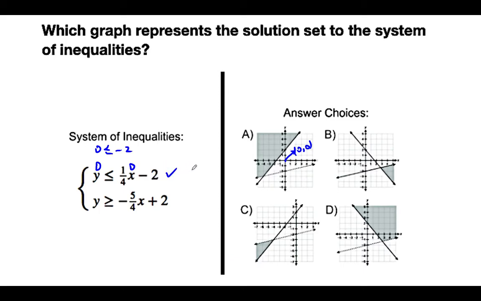It is satisfied. What about the second one? 0 greater than or equal to negative 5 over 4 times x, which is 0, plus 2. 0 is greater than or equal to 2. Of course not, it's not satisfied. So 0, 0 mustn't be in the solution of the second line. Yes, it is not. So it seems okay, this could be the solution.